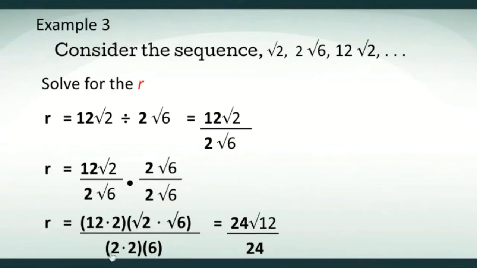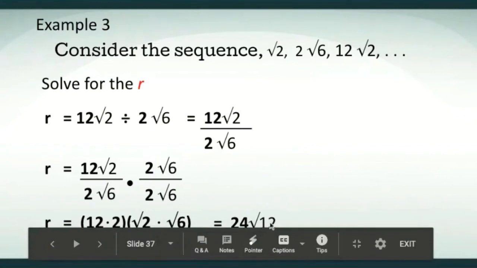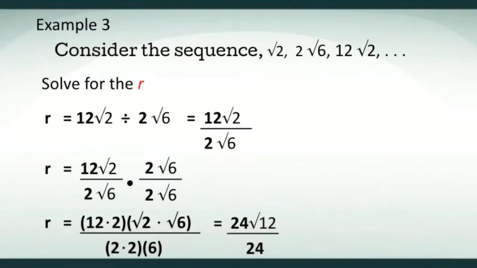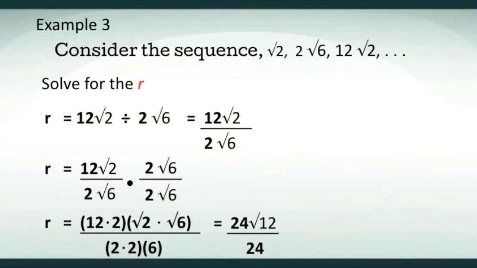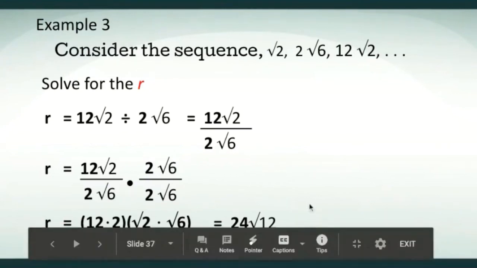We will simplify this. We will break up the square root of 12. We will look for the factors of 12. One of the factors must be a perfect square. It is 4 times 3. Which one is the perfect square there in the factors of 12? 4. That is why it's 4 times 3.